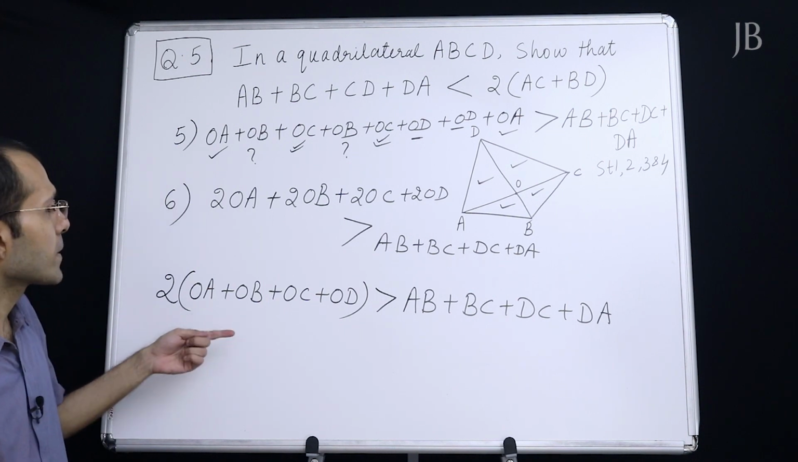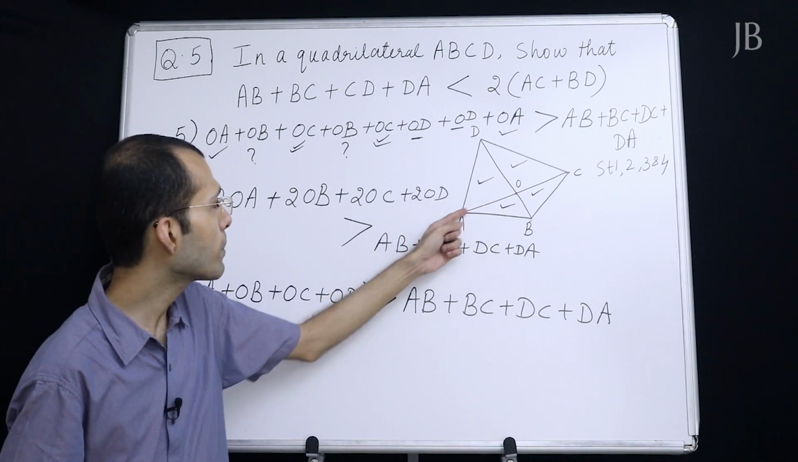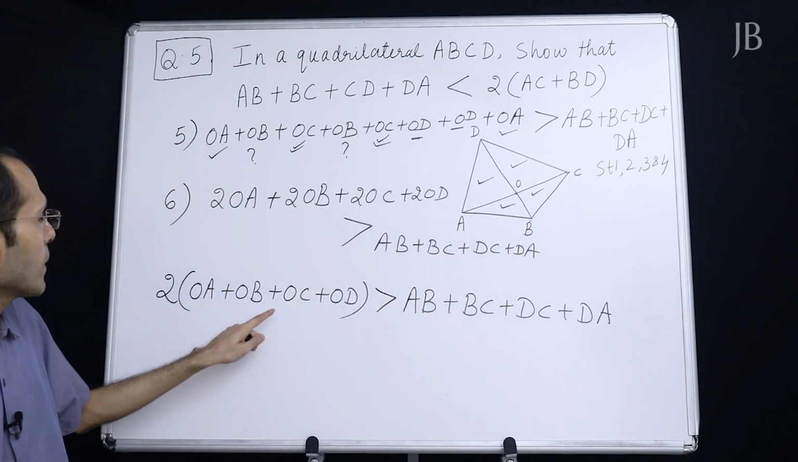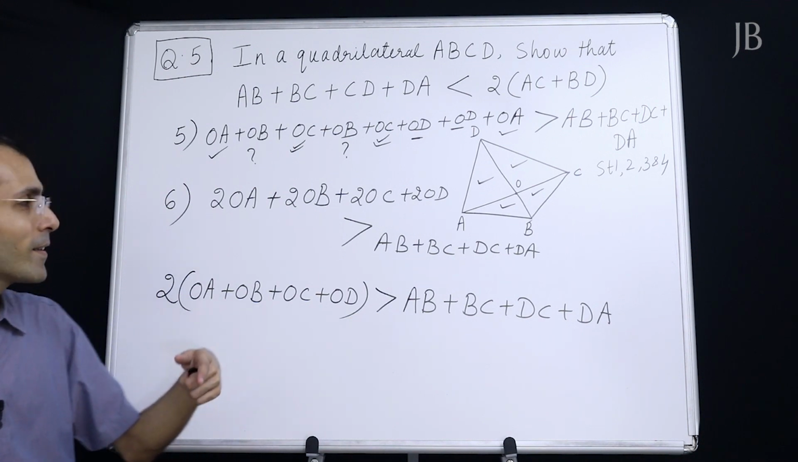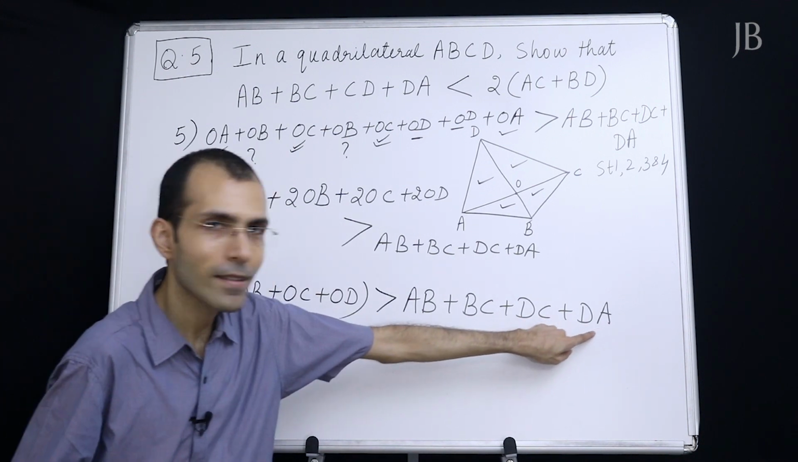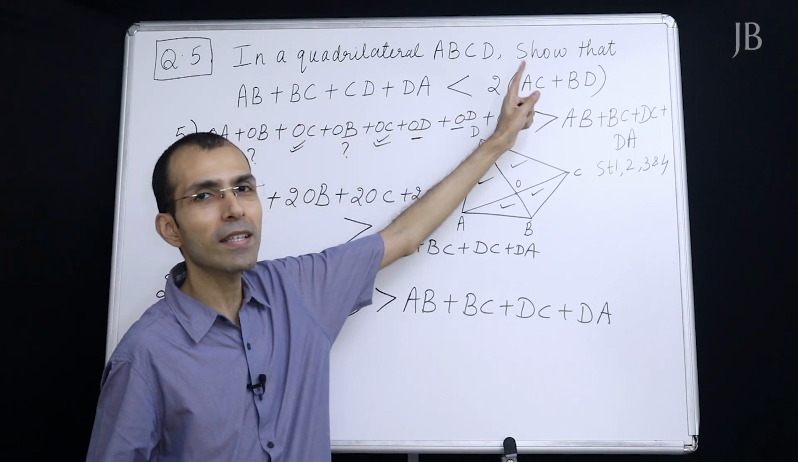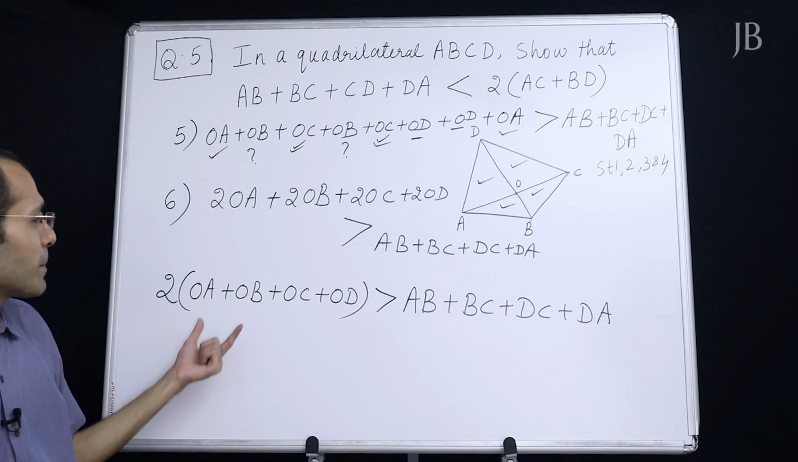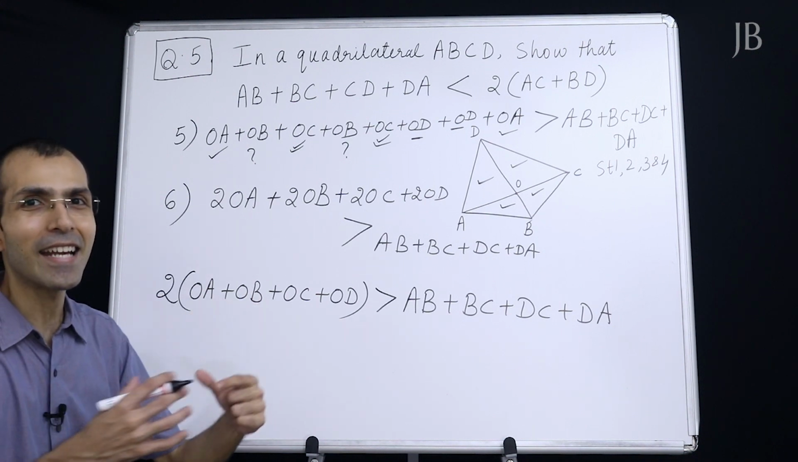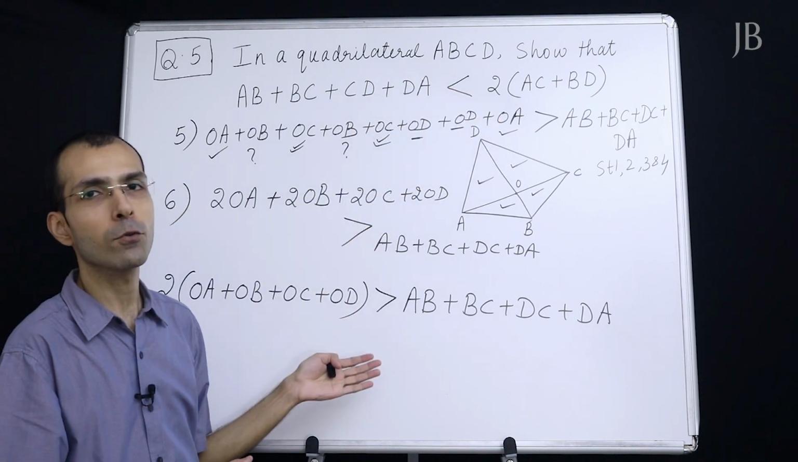Okay, now observe OA plus OB plus OC plus OD. Is something striking your mind? We have got this already, but there we want a small thing, we want AC plus BD. 2 we have already got. That means certain segments should get added. So by looking at the question, we get an idea what is to be done.